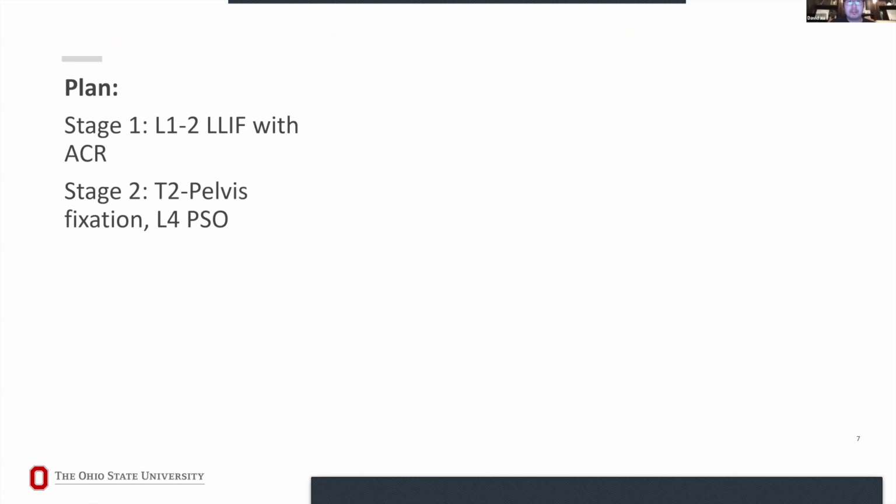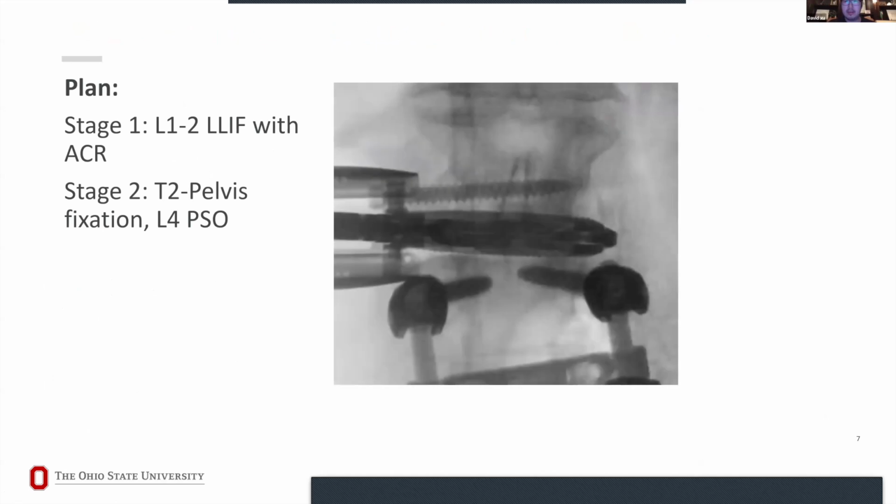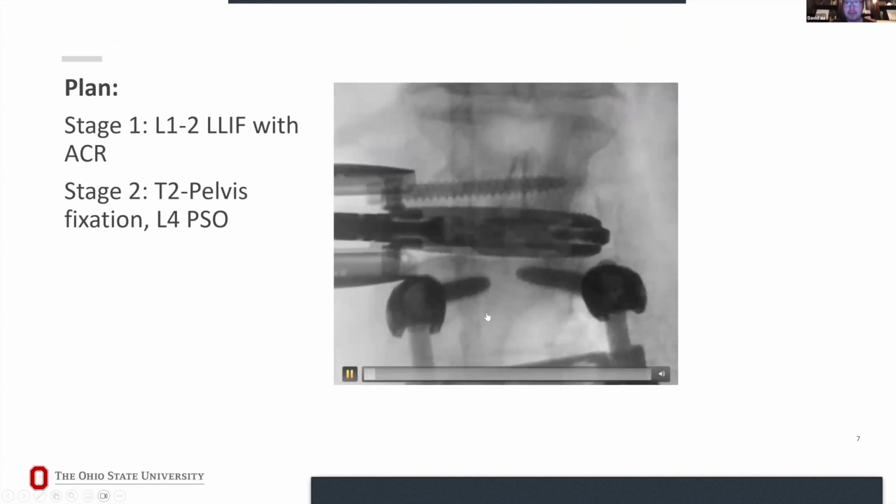So my plan was to do a lateral interbody fusion with an ACR, really pop open that kyphotic segment. And then we do a T2 to pelvis and then an L4 PSO to correct the original hypolordosis caused by the index surgery. Here is an intraoperative film. Once we've gone down with the retractor, we're all within the retroperitoneum. We put a lateral interbody cage in there, and then we expand it. We pop the ALL. You can see just the amount of powerful distraction.